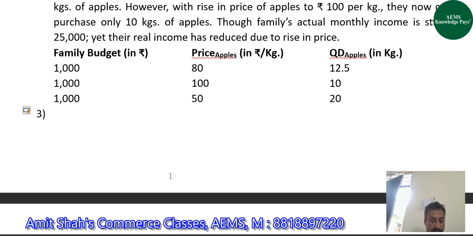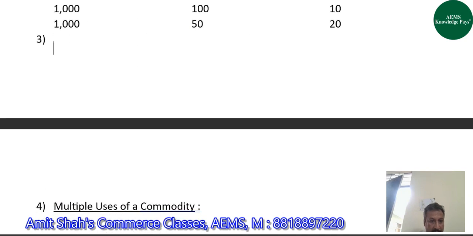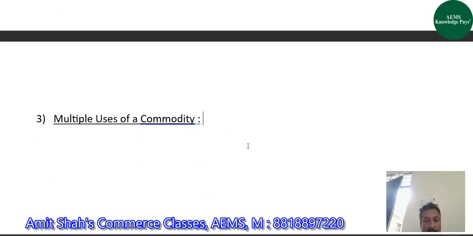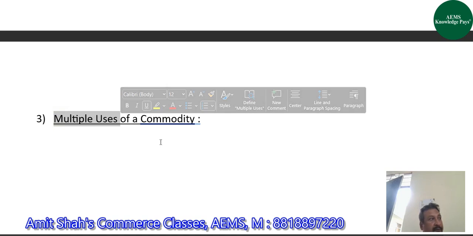The third one is multiple uses of a commodity. Now listen to me carefully, guys. If a commodity is used for more than one purpose, then we call it multiple uses of a commodity.